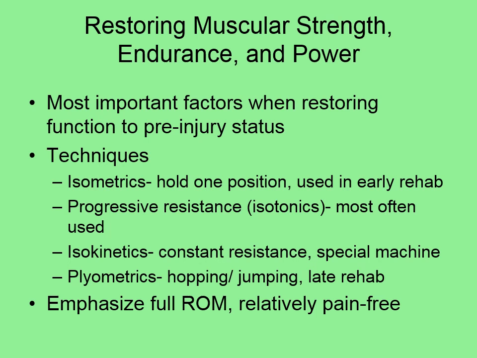So again, for isometrics, we're going to hold one position, and we'll mostly use this in early rehab. Our progressive resistance exercises may also be known as isotonic exercises. These are our most often used. Isokinetics are not very often used, but that's going to be a constant resistance, and we'll do this with a special machine. And plyometrics would be like hopping and jumping. We're going to primarily use this in later rehab, right before return to play.